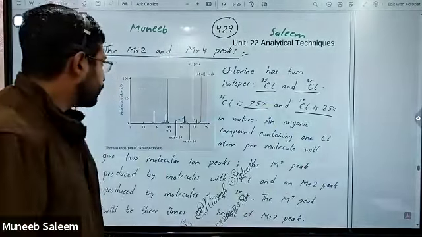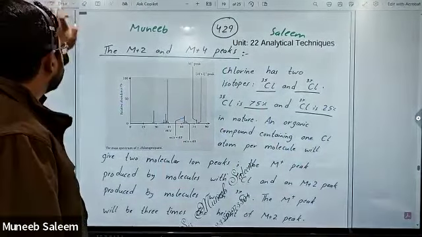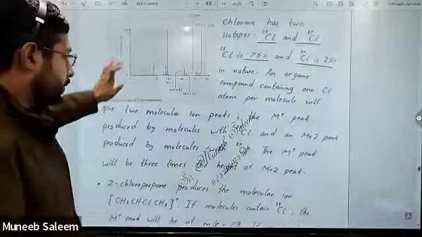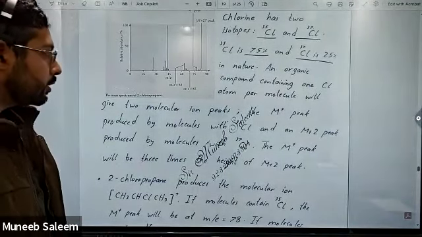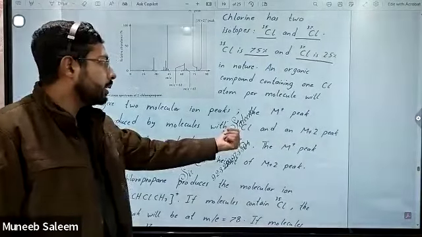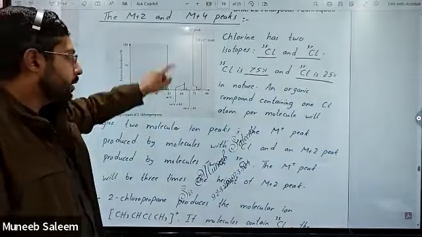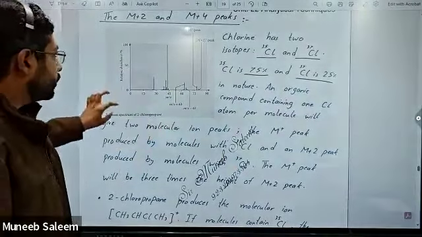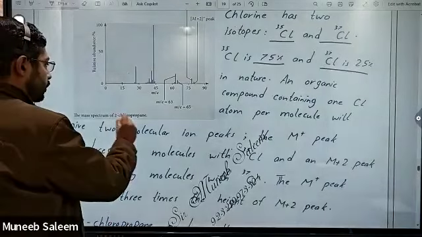Now these are the isotopes. If we consider that we have an organic compound in which there is the presence of chlorine-35 only, then this will produce a simple molecular ion peak. So let's suppose it says a compound, 2-chloropropane.